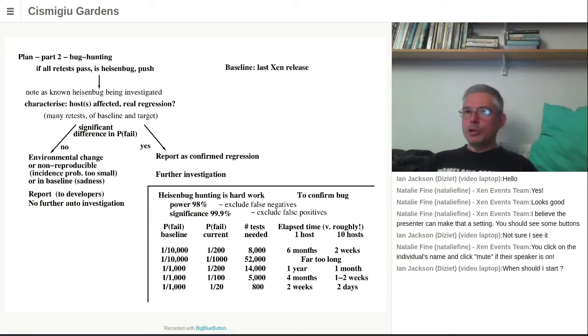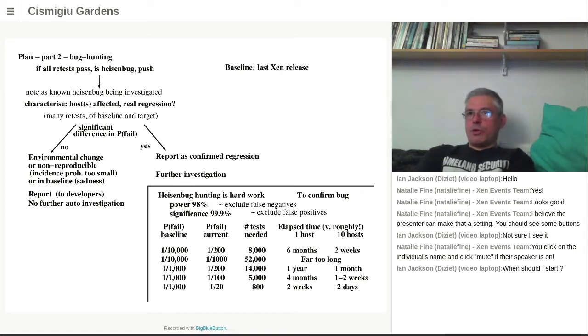So in order to do that, and to have good confidence in the answer, and that's essential because people start to disregard reports that aren't reliable, I've done some sums. So I should explain what some of these figures are.